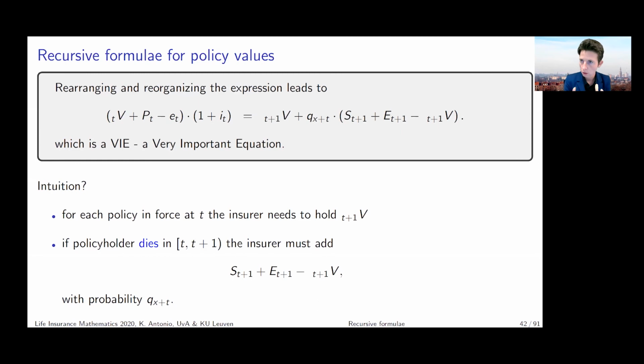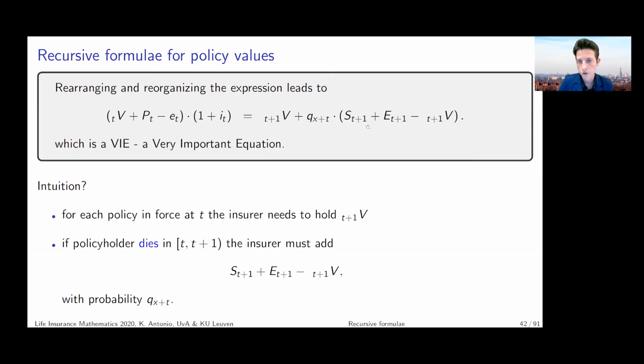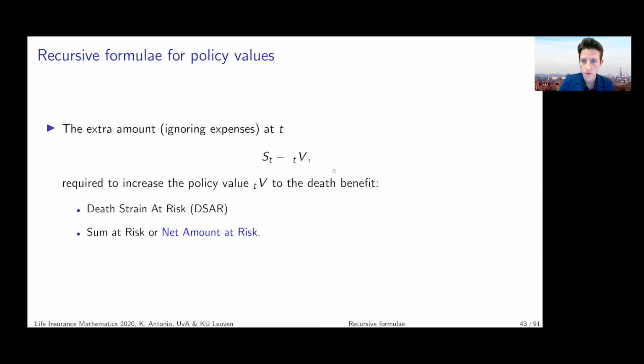I just took a slightly different perspective here in looking at the interpretation of the right-hand side of my equation. And why do I do that? Because this last thing here, this difference, and I should write it with a t+1 because that's the convention in the book, this S_{t+1} minus _{t+1}V, that's also sometimes labeled as the sum at risk or the net amount at risk in life insurance literature.